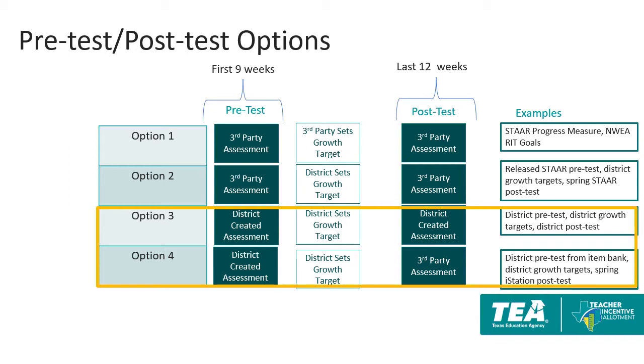Option 4 consists of a district-created pre-test with district-set growth targets and a third-party assessment for the post-test. An example of this would be the district creating a pre-test for an 8th grade U.S. history class, setting growth targets at the local level, and then giving the 8th grade social studies STAAR at the end of the year for a post-test.